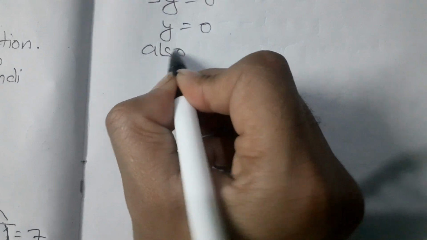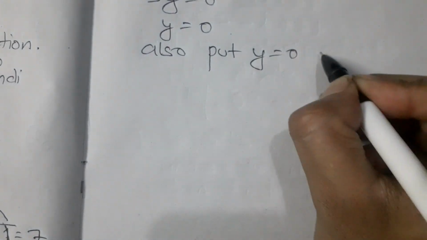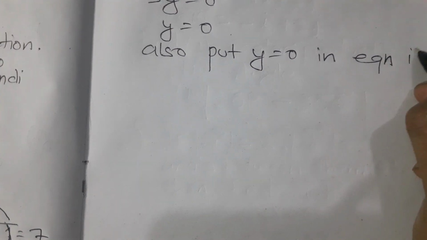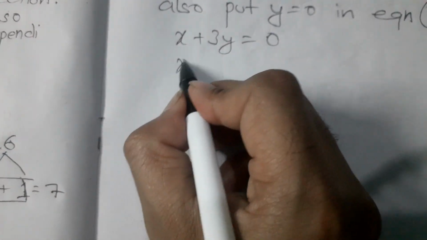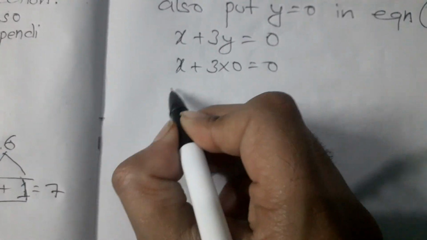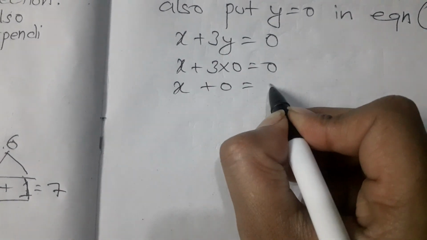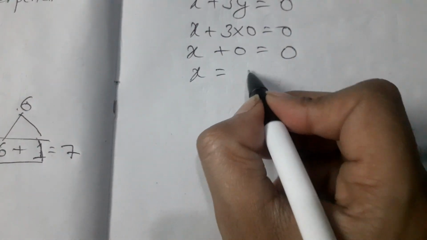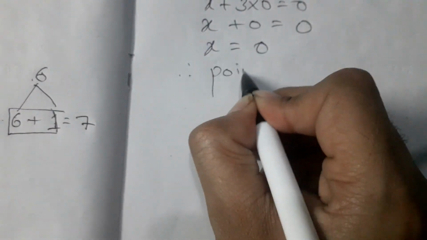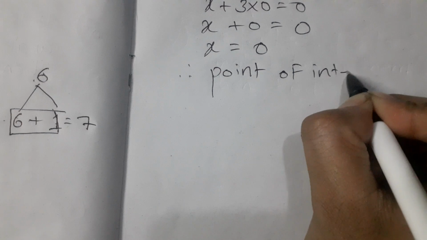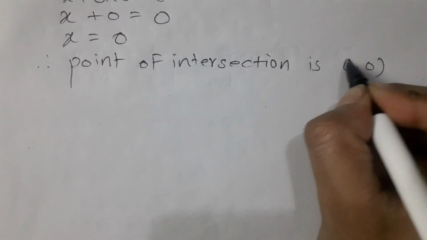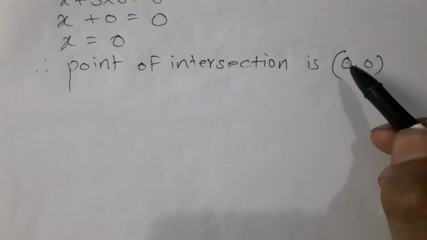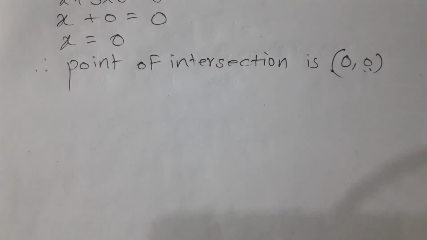Also put y equals 0 in an equation. Okay, I like to keep it in equation 1. So our equation 1 is x plus 3y equals 0. So what you will get is x plus 3 into 0 equals 0. So x plus 0 equals 0. So x equals 0. So therefore the point of intersection is 0 comma 0. Okay, so this is a very rare coincidence. With 0 comma 0, some other number might have come, but right now it's 0, 0. So this is the answer.